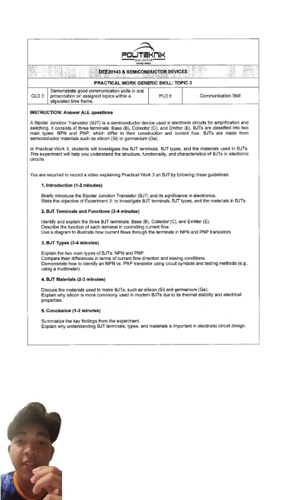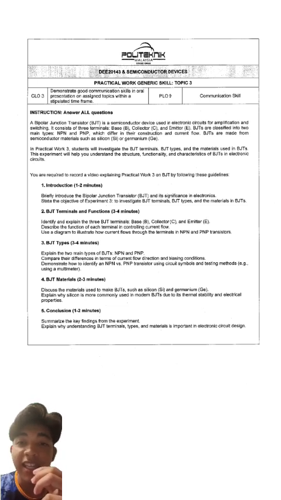We also study the two main types of BJT, which are NPN and PNP, and compare their differences in terms of current flow direction, biasing condition, and charge carriers. NPN transistors use electrons as the main carriers and turn on with a positive base voltage, while PNP transistors use holes and turn on with a negative base voltage.